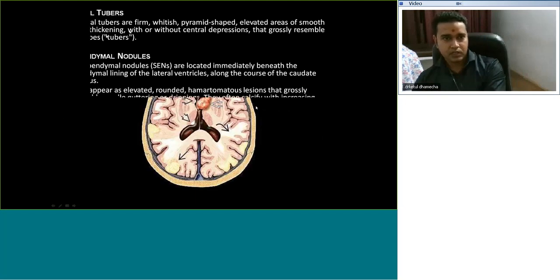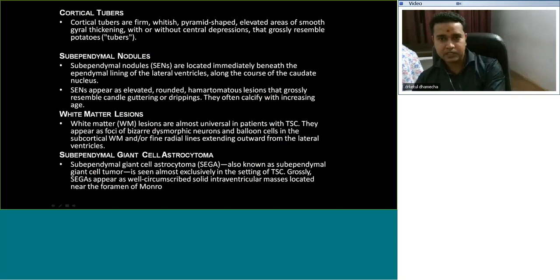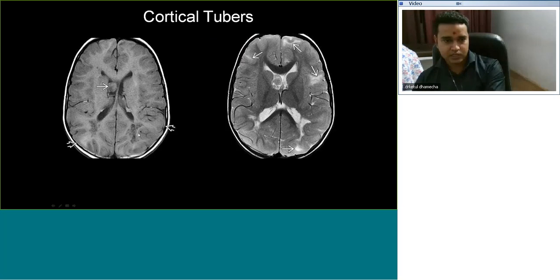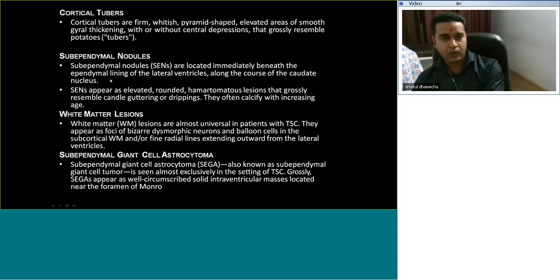Cortical tubers are firm, whitish, pyramidal-shaped elevated areas of smooth gyral thickening, with or without central depression, that grossly resemble potatoes. Here you can see the normal area, and here the very white, hard areas. Similarly here you can see abnormal areas of cortical thickening. So this is a tuber. What is a subependymal nodule?